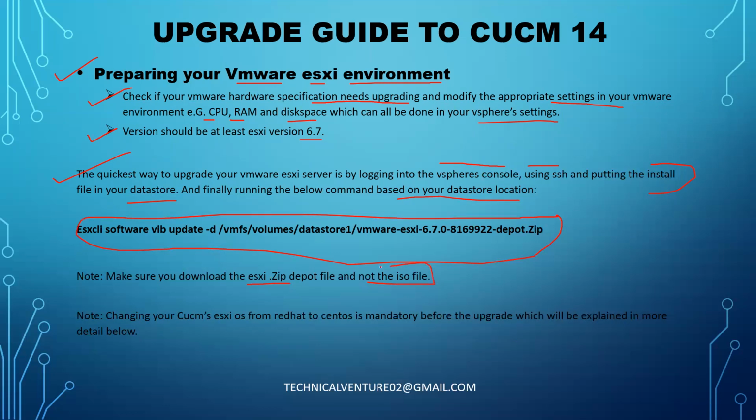If you remember, when installing a new CUCM, we have an ISO file to install it, and we have other COP files as well. But here, you don't need to download the ISO file; you need to download this depot file to upgrade your ESXi version to 6.7. And changing your CUCM ESXi OS from Red Hat to CentOS is mandatory before the upgrade, which will be explained in more detail.